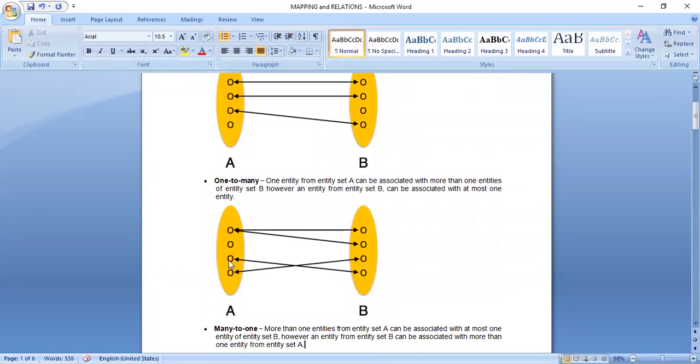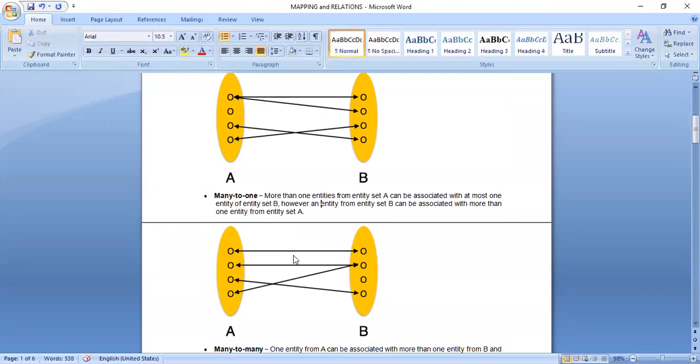But if you consider the third one, this is one to one, and this is also one to one. But the first one alone is associated with two other entities, or it can be associated with 3, 4, 5. Then that is said to be a one to many cardinality relation.